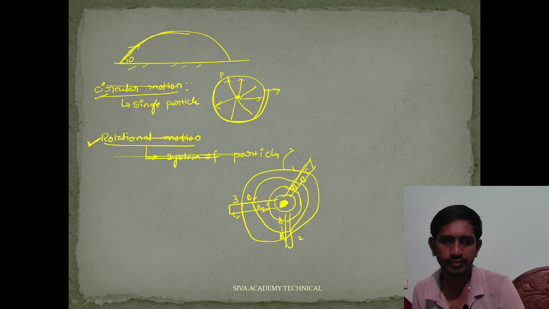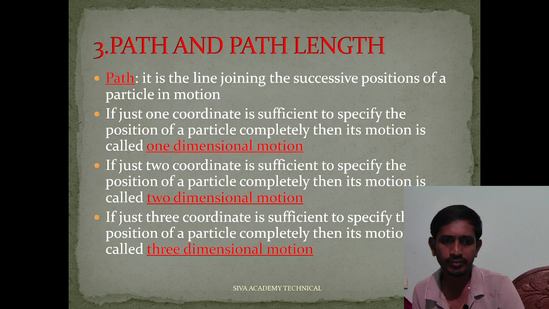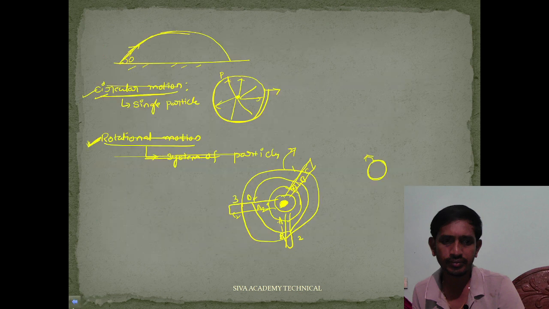So for analysis purposes we can use circular motion. If you want to find the speed of this system, we can take a single particle and find the speed of the single particle in circular motion. So we can use it to find the speed of all the particles. I hope you understood the difference between circular motion and rotational motion. So go for the next one. Next motion here.